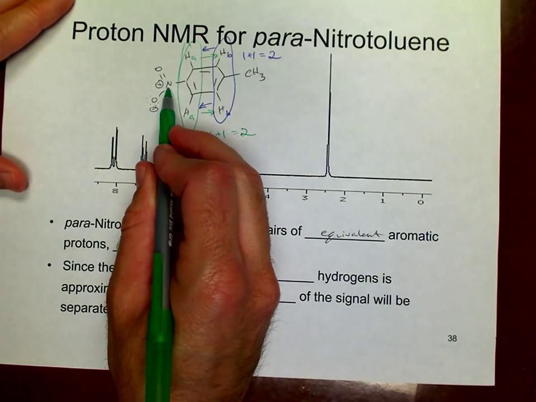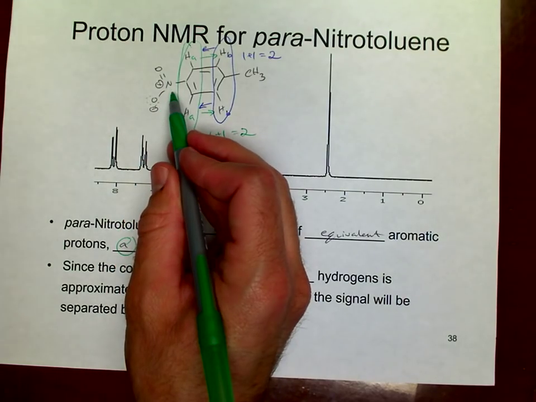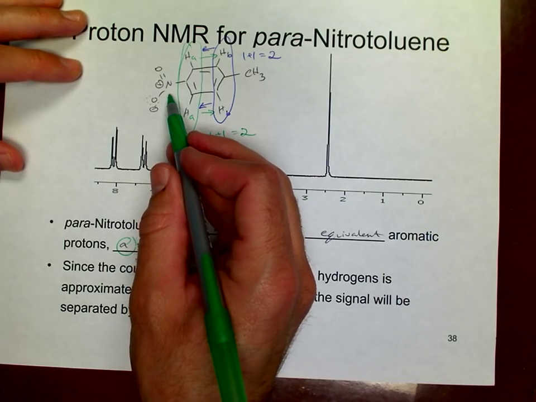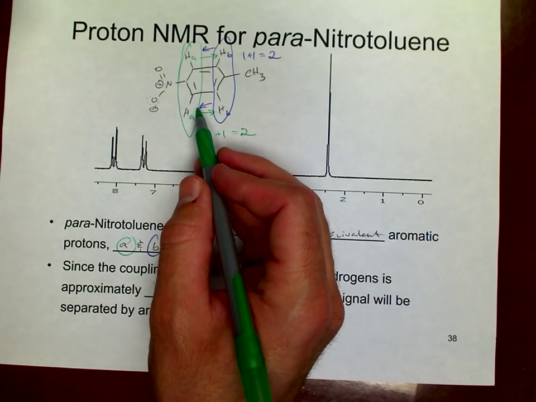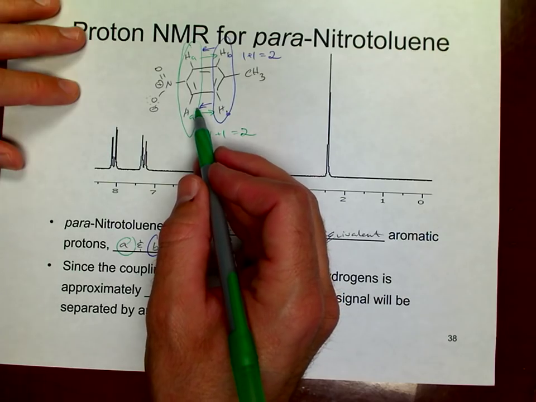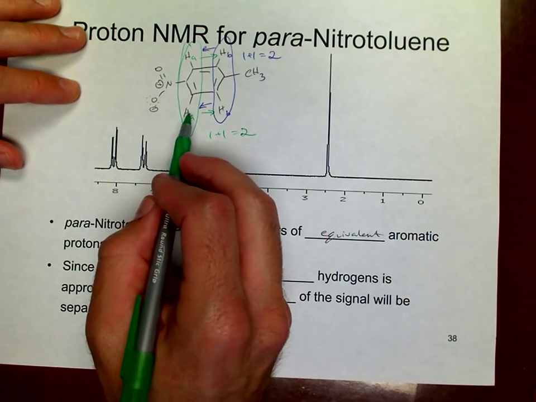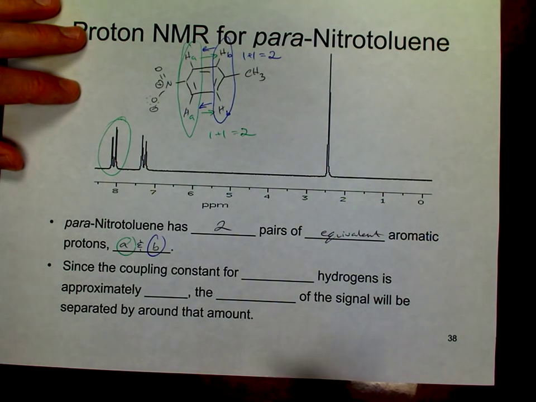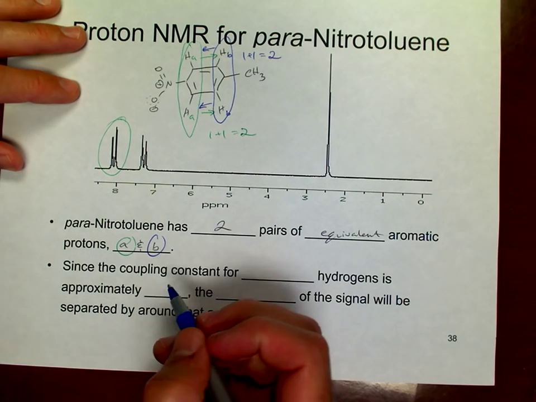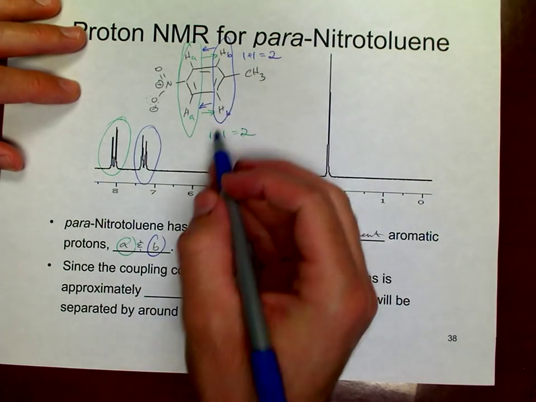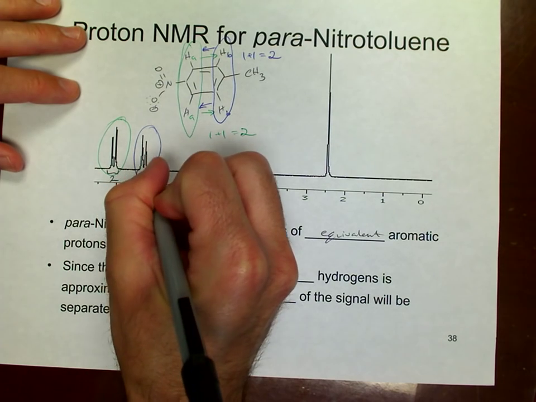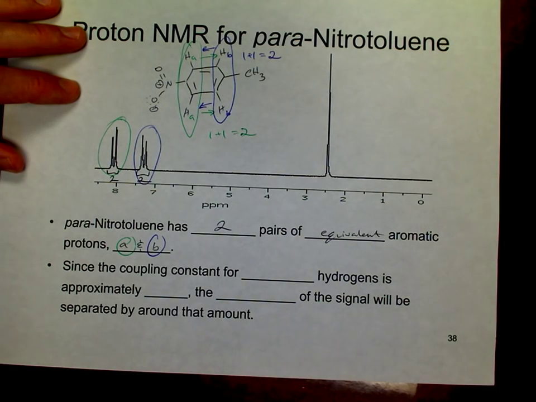HA is closer to the electron withdrawing group. Remember that electron withdrawing groups are withdrawing electron density, and it's electron density that shields things. And so since these are more de-shielded, they are the further downfield signal. And these 2 protons are the signal. So the integration would show 2 for that.